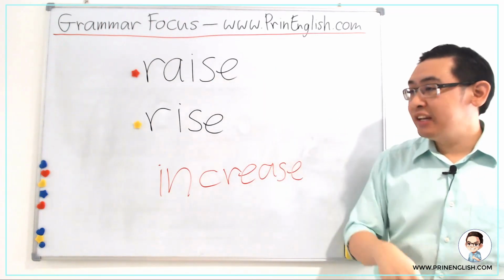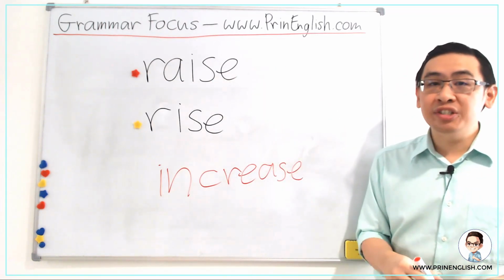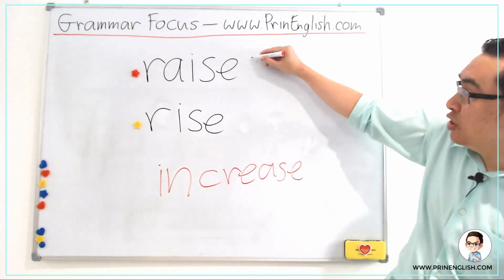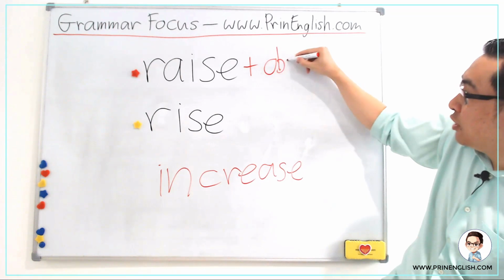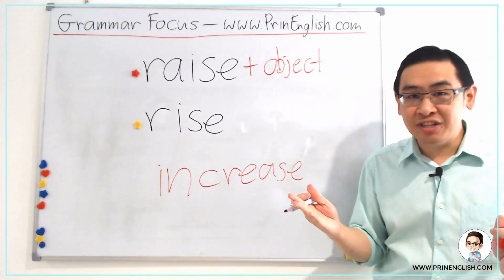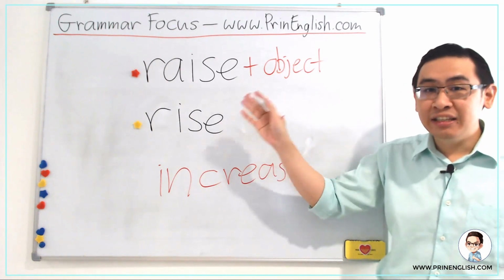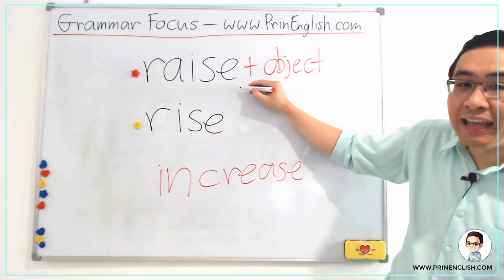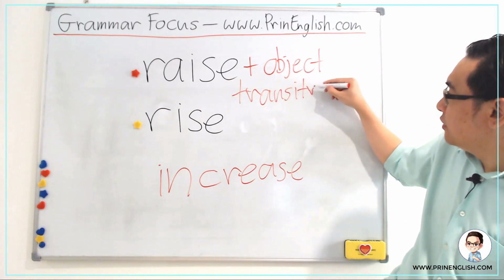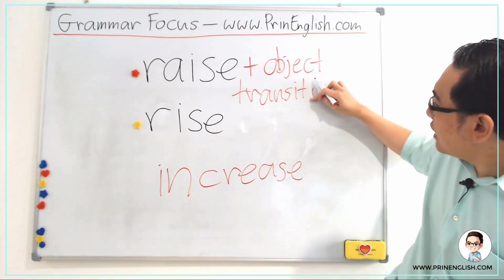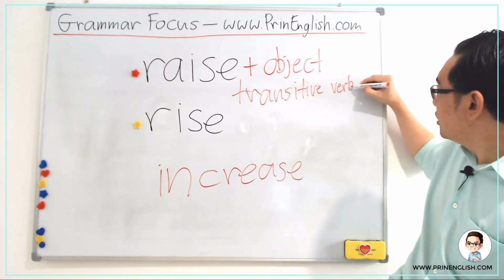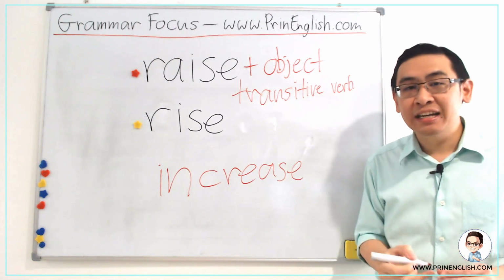Okay, so let's begin. First is raise. We use raise when it is followed by an object. Remember that an object is the thing which receives an action. So basically, raise needs an object, which means it is a transitive verb, okay? Transitive verb. So it requires an object.